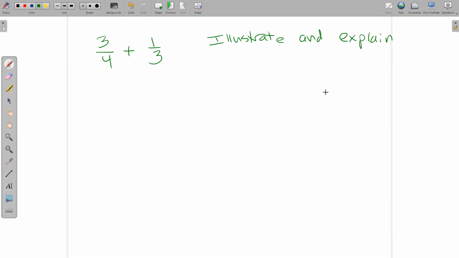All right, let's try 3/4 plus 1/3. And I'm going to do this drawing the cakes, and then I'll do it with the pattern blocks. Let's see, can I do this with the pattern blocks? I can, yep. So what I want to do is illustrate and explain the sum here. Why do we get the answer we get?